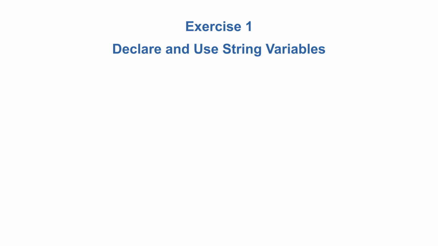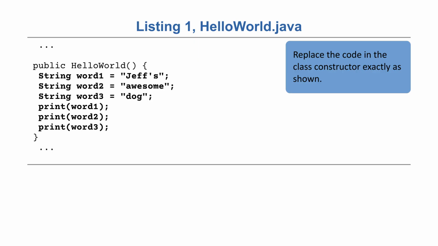Exercise 1. Declare and use string variables. Replace the code in the class constructor exactly as shown. Pause the video if you need more time. Run it. What did it print? It should have printed Jeff's awesome dog.